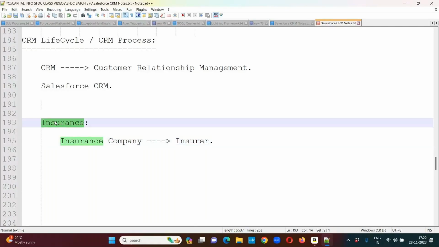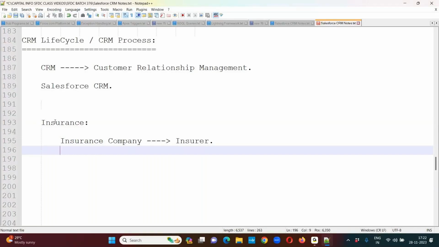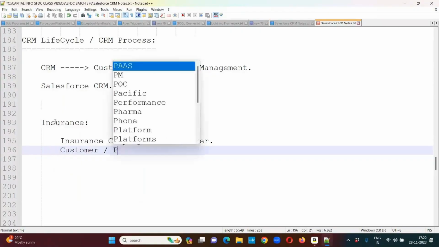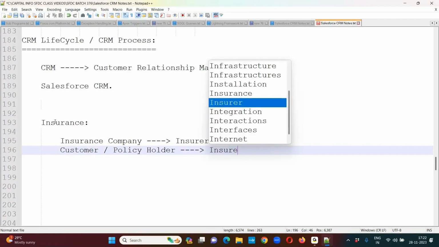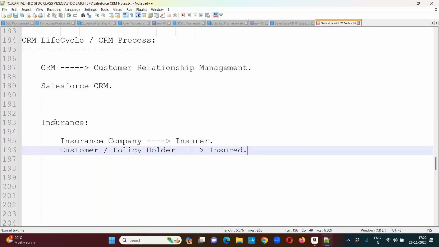Now, for example, I took the insurance policy. Then myself will be referred to as what? A customer. I'm the customer of that insurance company, or else I will be called a policy holder. Policy holder means I took one insurance policy, I'm holding one insurance policy. As part of the insurance domain, I will be called the insured. Insured means the person who took the insurance. Observe the difference between the terminology. Our real world terminology is different and the domain specific terminology is different here.